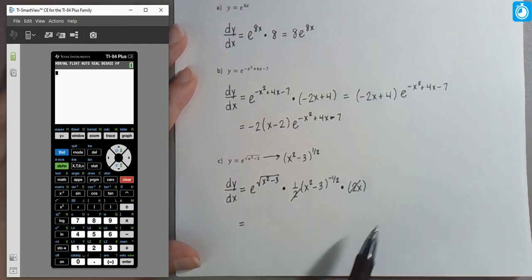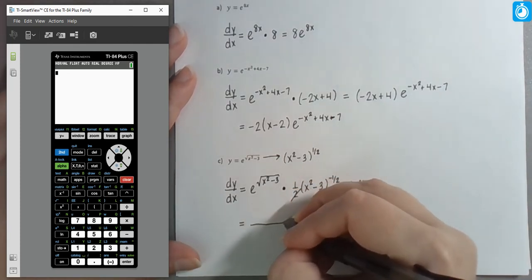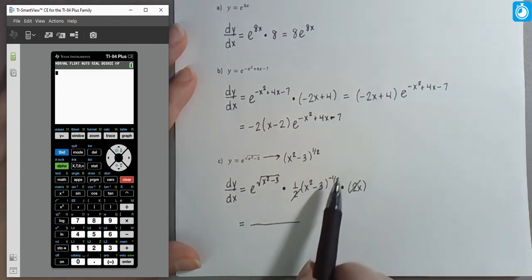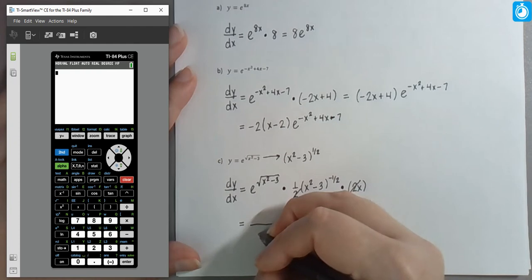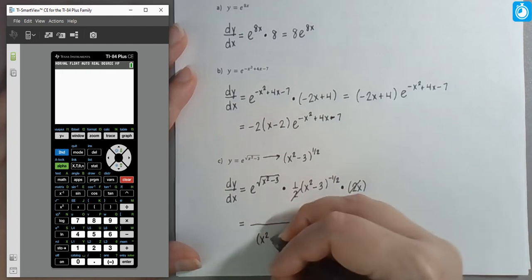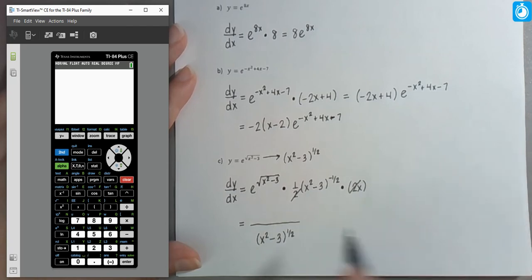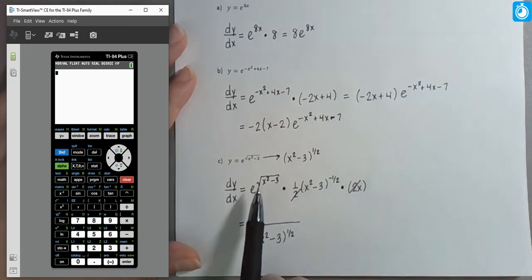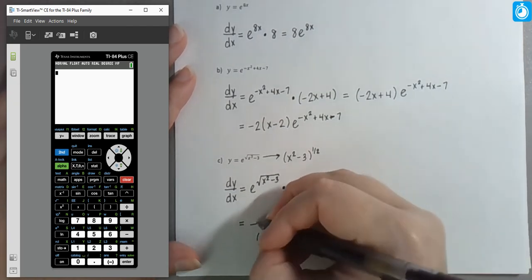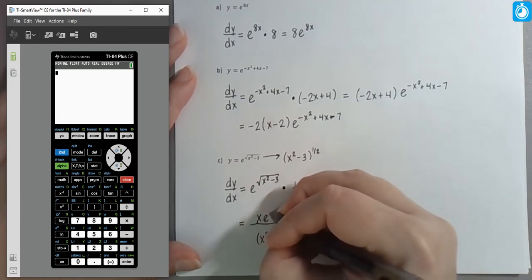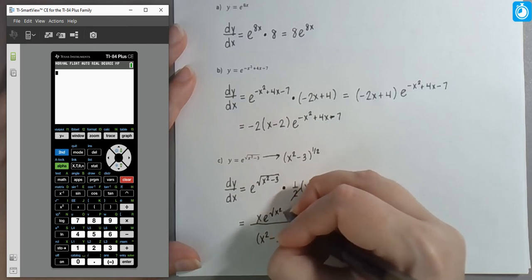So when I write everything in rational form, this is going to go to the denominator, so x squared minus 3 to the 1/2 in the denominator. And then in the numerator we have our x, and then we have our exponential. And remember, we're going to write the polynomial portion first, so x first, and then the exponential comes second.